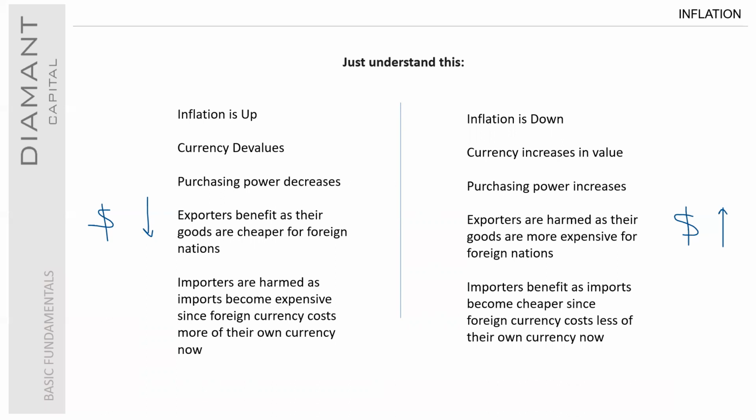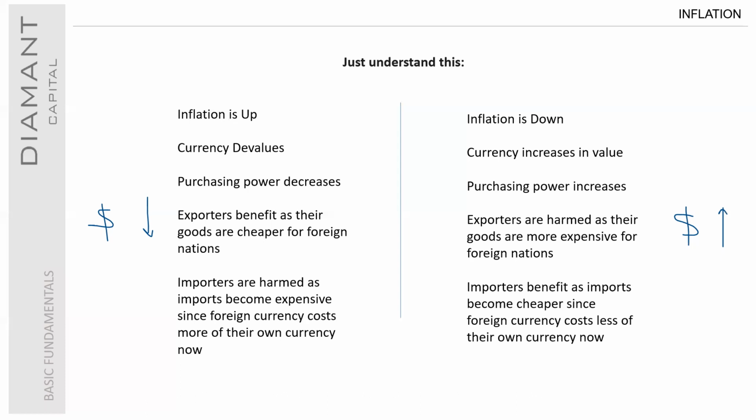Exporters benefit as their goods are cheaper for foreign nations. So think about it, as their currency devalues, it's cheaper for other people to purchase that currency, right? So any exports that we send internationally become cheaper. So there's going to be a higher level of interest from other nations coming to buy products from us rather than others. Therefore, we become very competitive in the market, so we can put cheaper prices, and due to our cheaper prices, we become competitive.